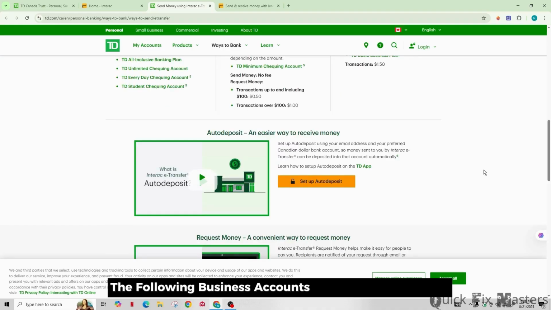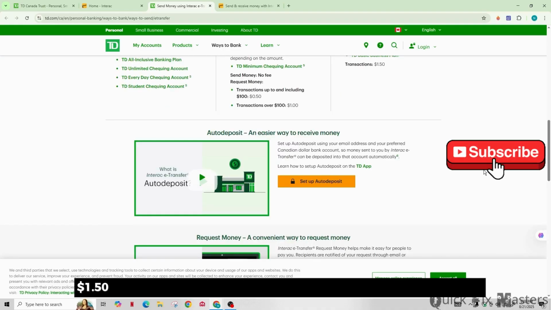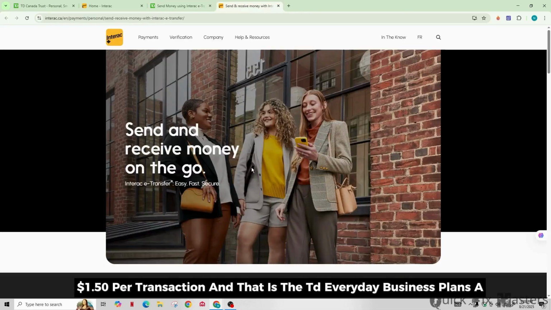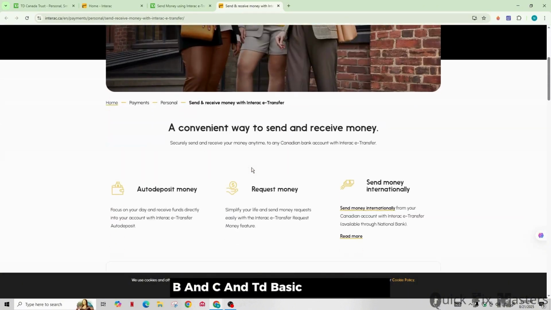The following business accounts have a transfer fee of $1.50 per transaction, and that is the TD Everyday Business Plans A, B, and C, and TD Basic Business Plan.